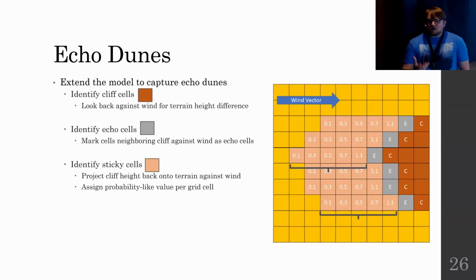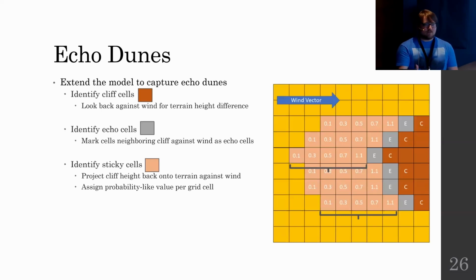Lastly, we mark upwind again a number of sticky cells. Okay, so a sticky cell essentially is us painting a function of probability. So the idea here is, again, dependent on that cliff height, we have a large spread of probability. That furthest from the echo cells is going to be a lower probability, and that most close to the echo cells is going to be higher. And during sand transport, based on this probability, we have a much higher chance of deposition at the locations with a higher probability, and vice versa. Sand is much less likely to be picked up.